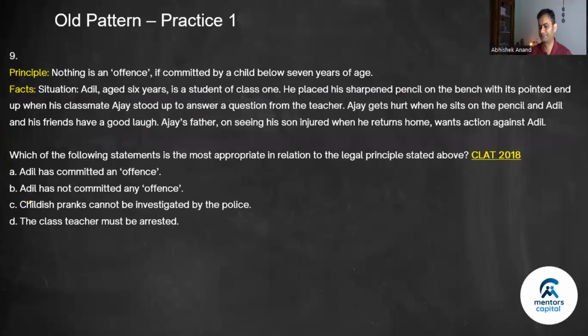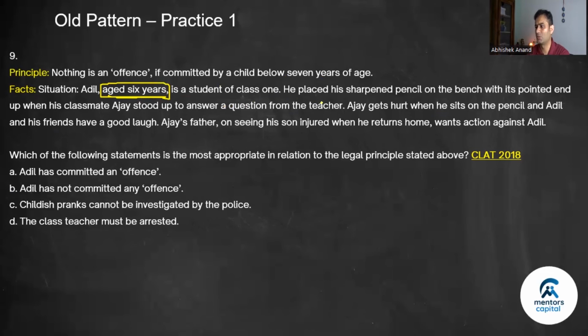Let's do question number 9th. Nothing is an offense if committed by a child below 7 years of age. So the fact would be simple, guys. We just have to figure out whether age is given in these facts, and whether someone has made a mistake. So look at this. Fact situation. Adil, age 6 years. That's it. Khatam. He cannot be held liable for any offense now, as per the principle.